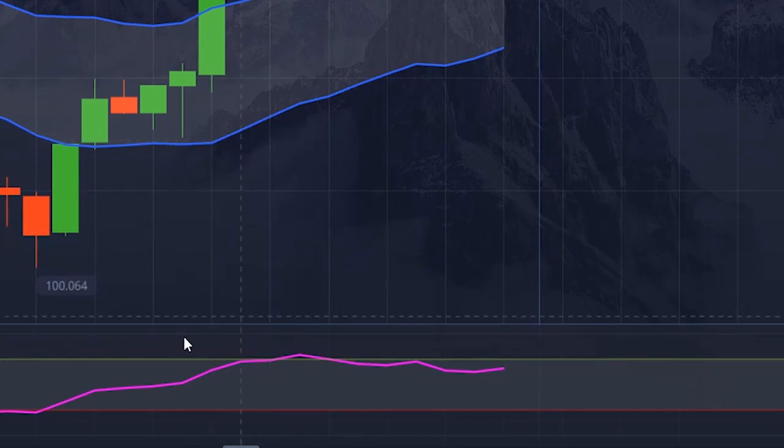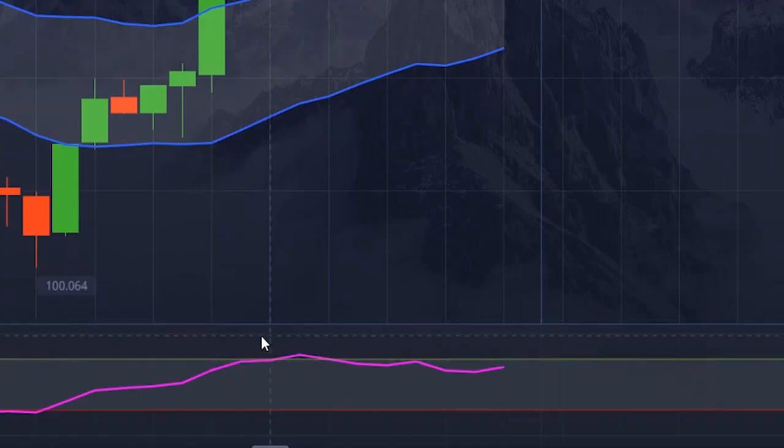And the reason why we are using CCI is because it tends to show us when the market is in an overbought condition, that is, to give us a good confirmation that the market is fully ready to go in an upward direction.